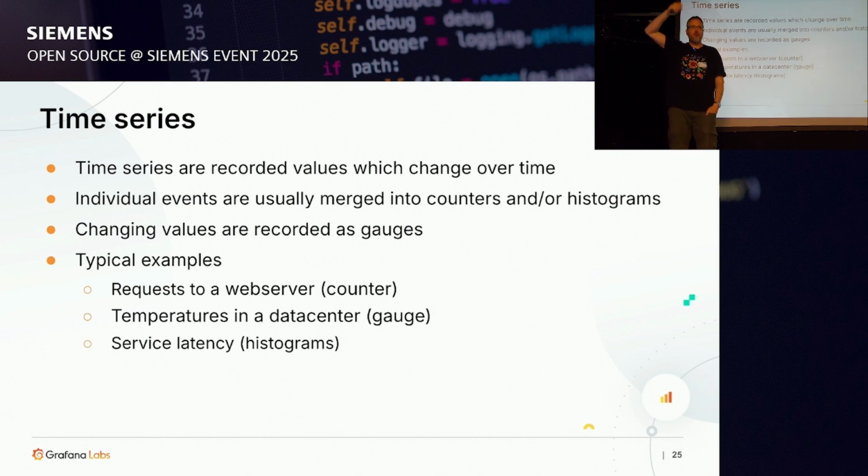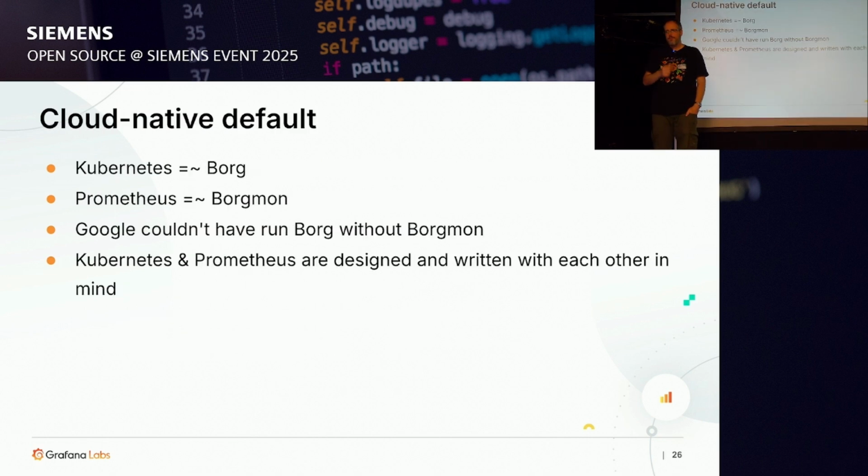Time series are just numbers which change over time. So I write down the temperature in this room every 5 minutes, and I plot this on graphing paper. That's a graph. That's a time series. Very easy. I can merge individual events, like I count how many waters have been given out at the counter, how many coffees. That's a counter. I count how many people are in this room. That's a gauge. It goes up and down. There's others, doesn't matter.